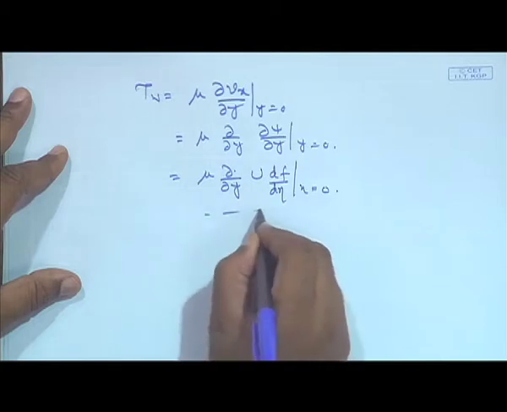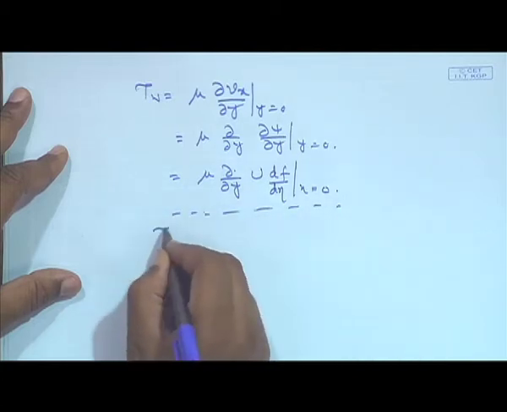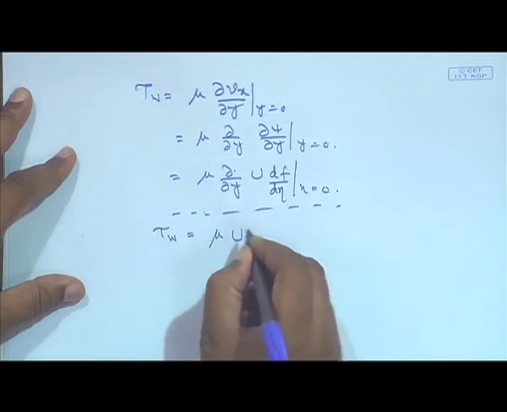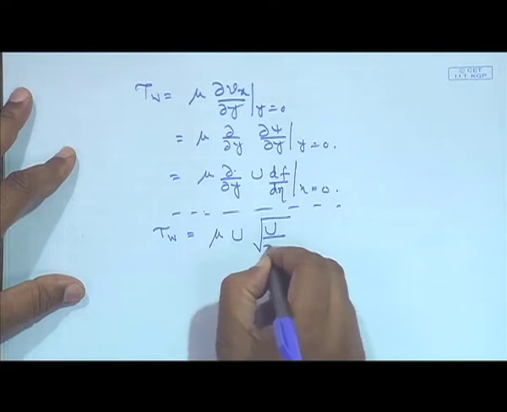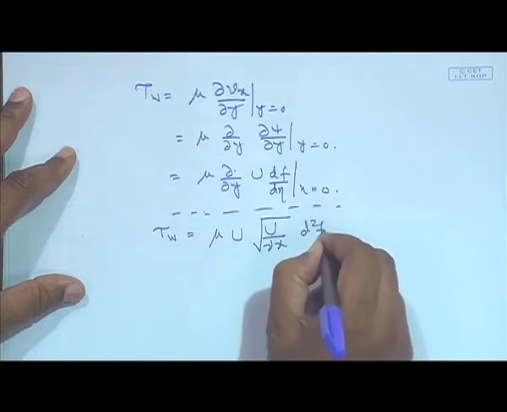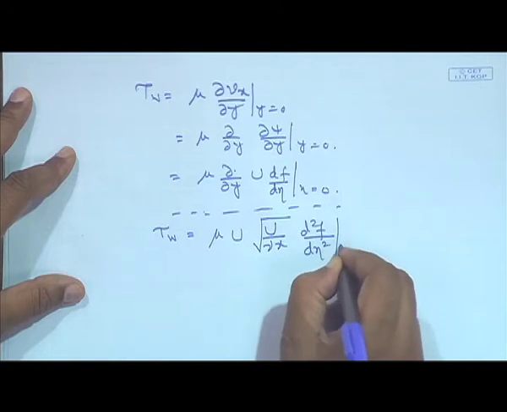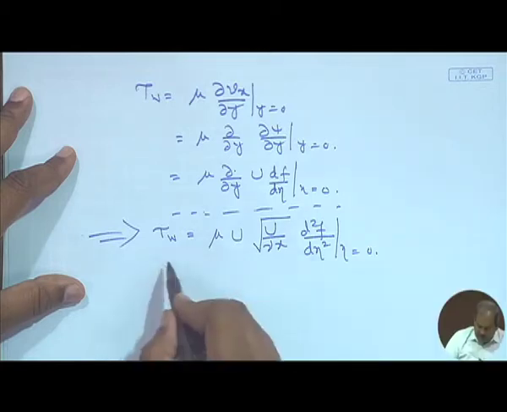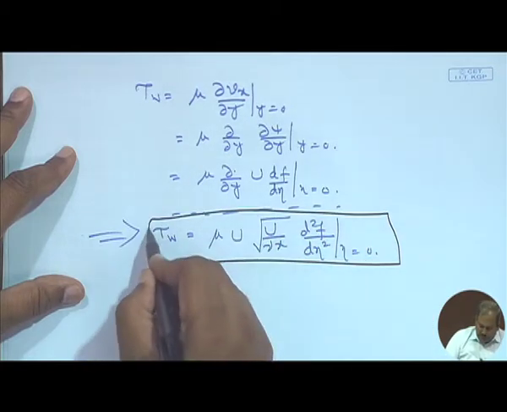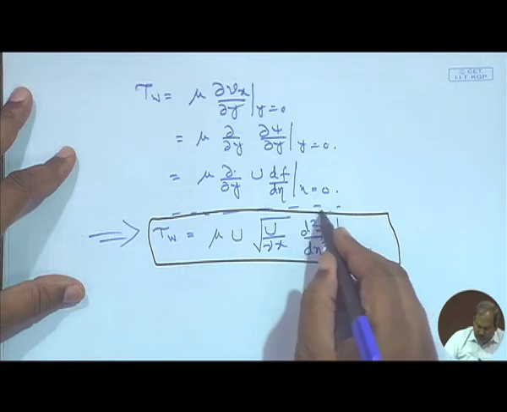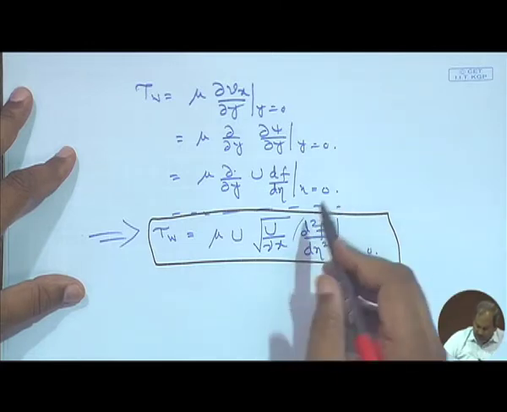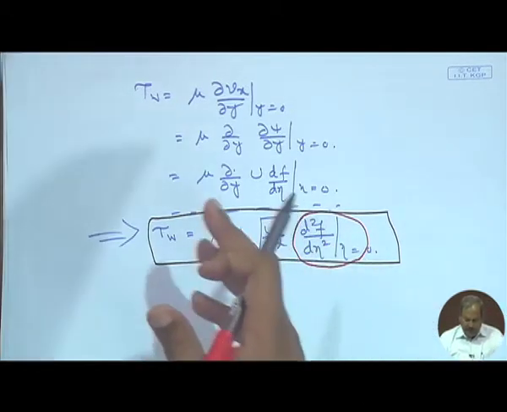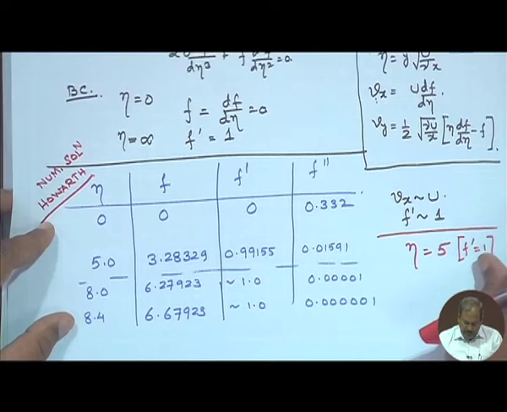So, after a bit of substitution, which you would be able to see in your text, it would simply be equal to mu times u root over u by nu x times d2f by d eta square at eta equals 0. So, this is the expression for wall shear stress, and the only thing unknown in here is the number d2f by d eta square at eta equals 0.